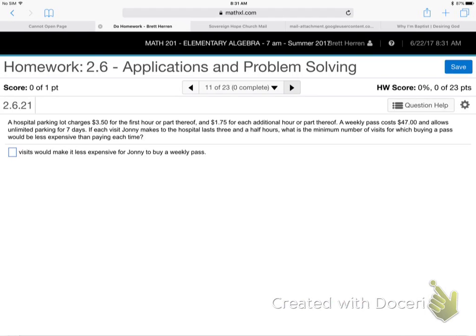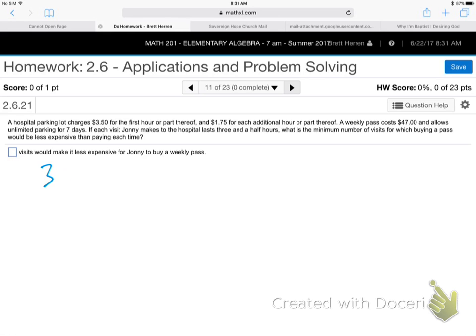Number 11. All right. Hospital parking lot charges $3.50 for the first hour or part thereof, and $1.75 for each additional hour or part thereof. A weekly pass costs $47 and allows unlimited parking for 7 days. If each visit Johnny makes to the hospital lasts 3.5 hours, what is the minimum number of visits for which buying a pass will be less expensive than paying each time?